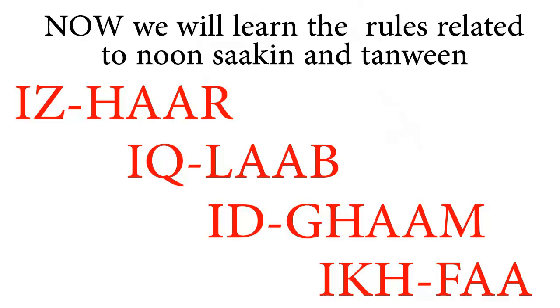The next one, sin, shin, sad. Next one, dad, ta, dha. And the thumb, you can do the fa, qaf and kaf. So 15 sections, you got 15 letters. Inshallah, it should be easy for you to memorize these.